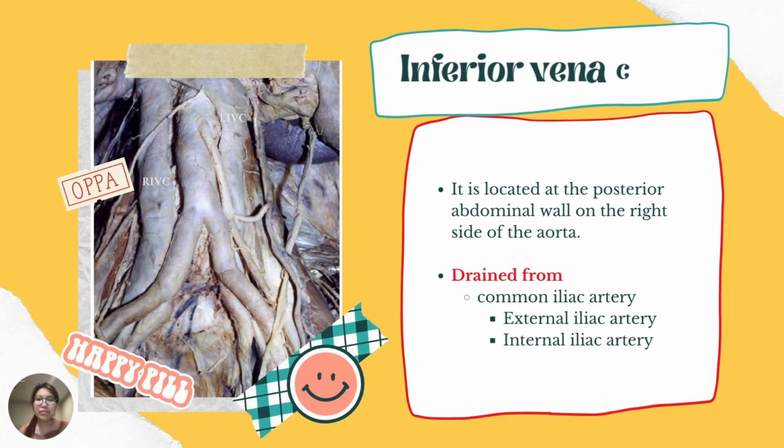The inferior vena cava arises from the confluence of the common iliac veins at the level of the L5 vertebra. It then ascends the posterior abdominal wall to the right side of the aorta and the bodies of the L3 to L5 vertebrae. The tributaries of the IVC, or the inferior vena cava, correspond to the branches of the abdominal aorta.